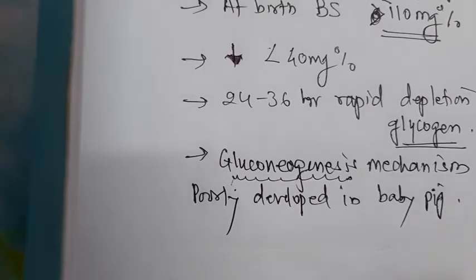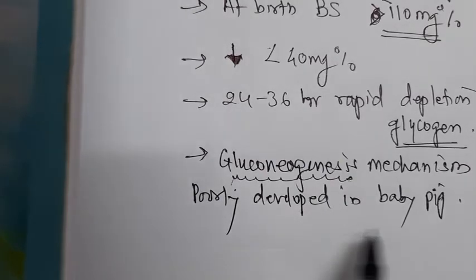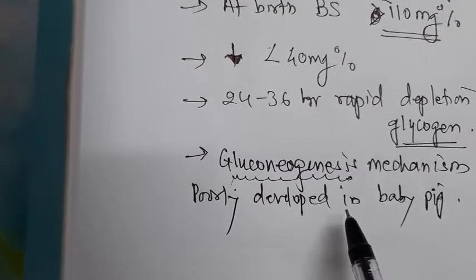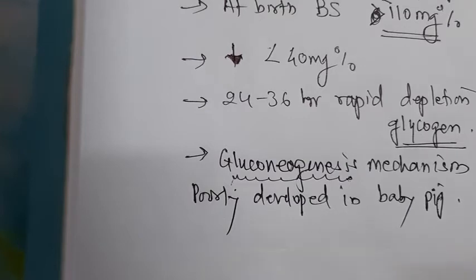To develop this mechanism they require many days, about 10 days after birth. In between, immediately after birth, if baby pigs are starved because they are not properly suckled, if the sow or mother has agalaxia, mastitis, or any such disease, then they will suffer from hypoglycemia.